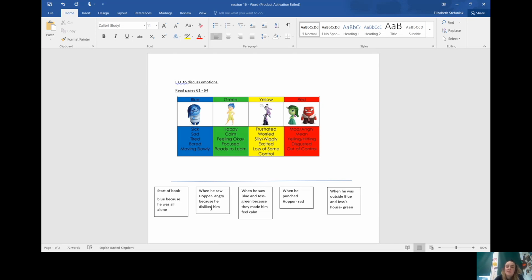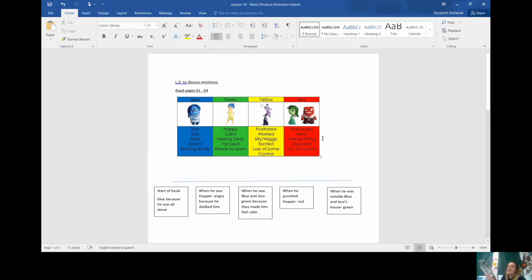The next event on the timeline I said was when he saw Blue and Jess. And I said that he was green here when he saw Blue and Jess, because remember, it says here he quite liked them. He much preferred the look of Blue and Jess to Hopper, and he quite enjoyed watching them play. Remember, he was quite calm when he was watching them play. So I said he was green there. The next significant event was when he punched Hopper, which was very naughty of him. He went into Hopper's room, he punched him, he broke into the house. He was obviously extremely angry here, because you see red was if someone uses violence. So that was red that day.